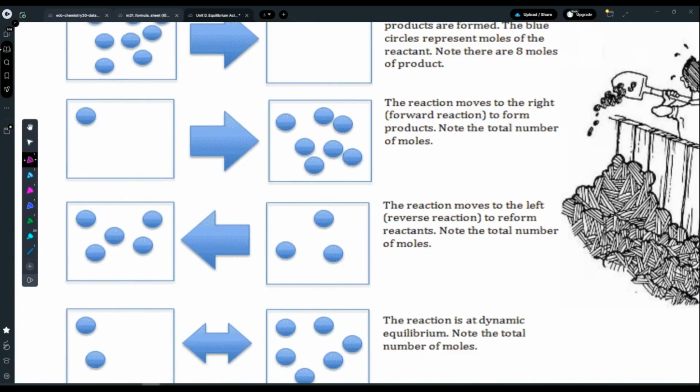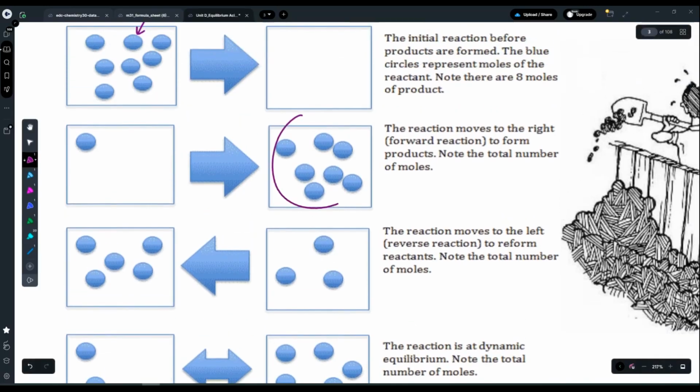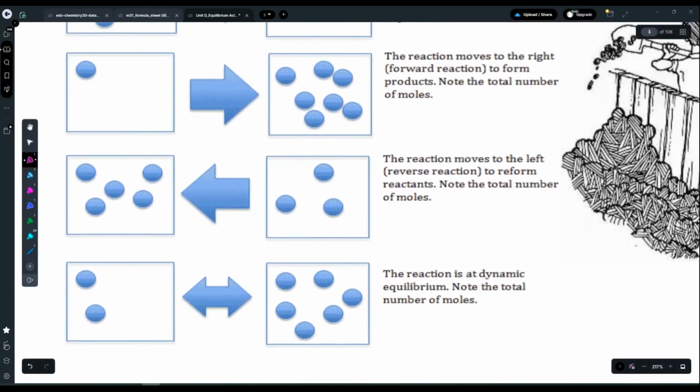Now what happens after the forward reaction has happened? Now this system is going to start moving towards equilibrium, and how that gets achieved is through the reverse reaction happening. So now what's happening is we went from having a lot of products, and now that the reverse reaction is happening, we're reforming reactants here.